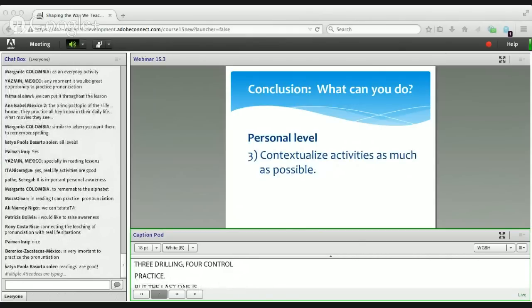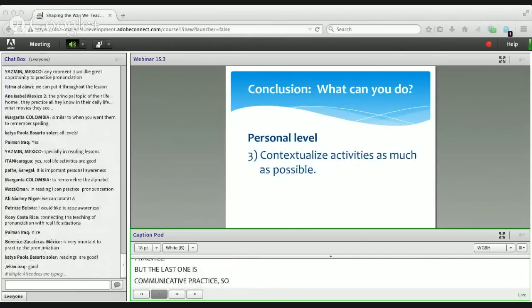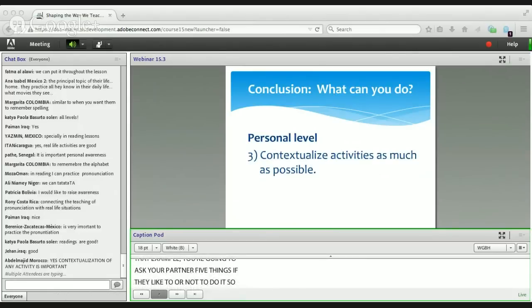So contextualize activities as much as possible, like I just gave that example. You're going to ask your partner 5 things that they like or don't like to do. So, do you like swimming? Do you like reading? Give them a real context as much as possible.